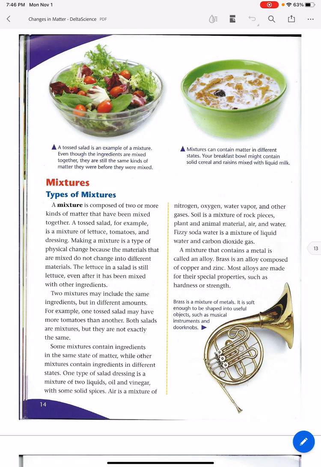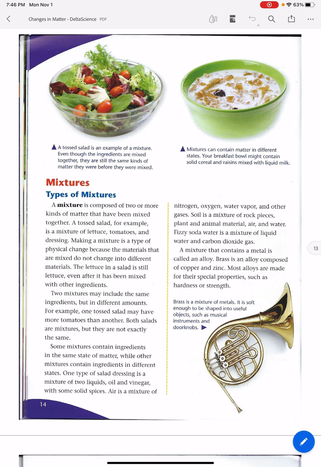Two mixtures may include the same ingredients, but in different amounts. For example, one tossed salad may have more tomatoes than another. Both salads are mixtures, but they are not exactly the same. Some mixtures contain ingredients in the same state of matter, while other mixtures contain ingredients in different states.